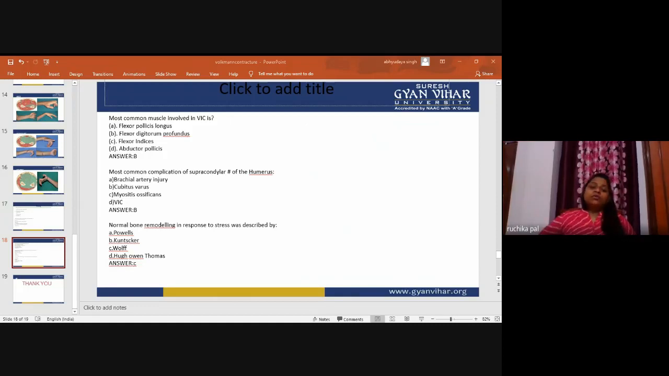So which isotope is used for treating bone cancer? So this is Sr, Ga, or hydrogen 123, or Tc. The correct answer over here is Sr, strontium. Epiphyseal dysgenesis is a feature of hyperparathyroidism or hypothyroidism. So epiphyseal dysgenesis is a feature of hypothyroidism.